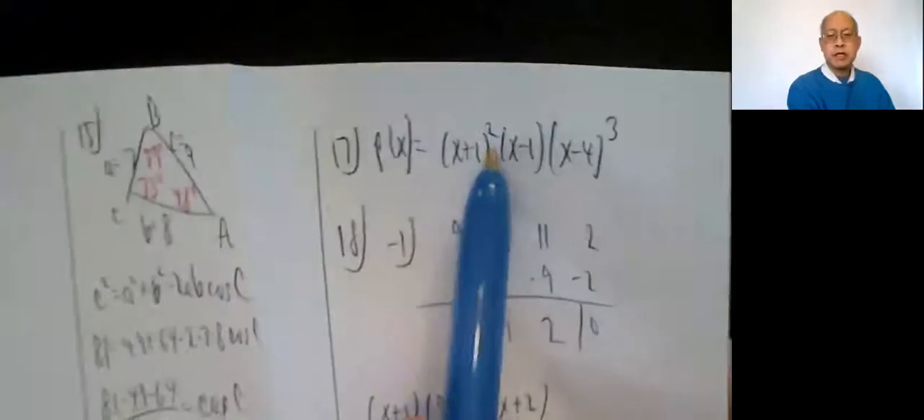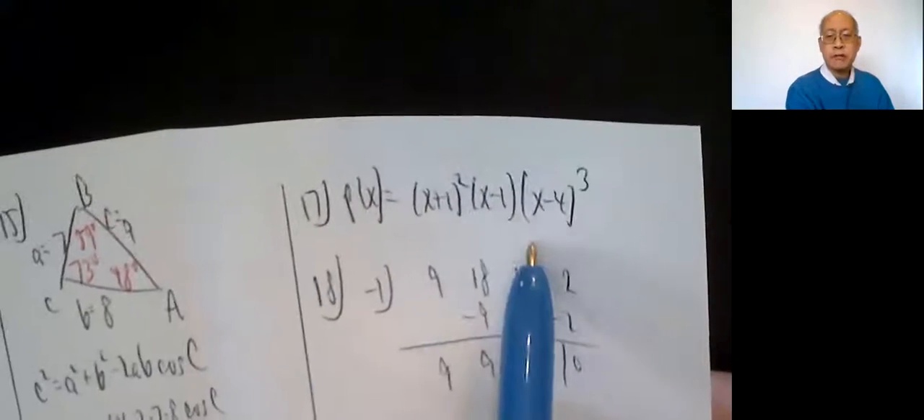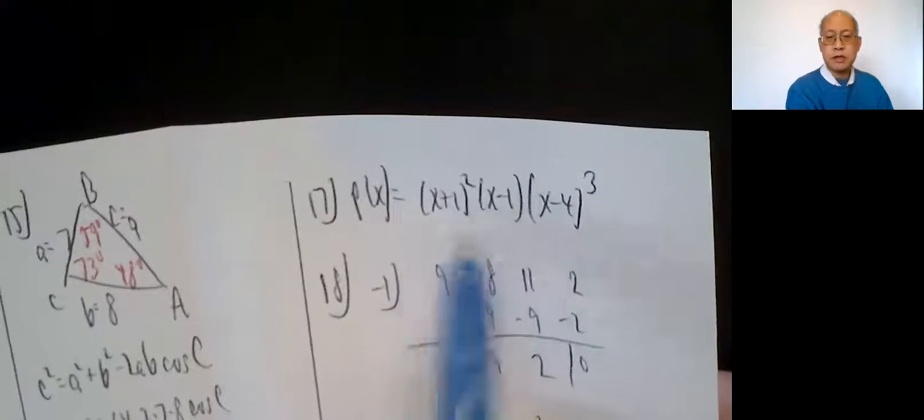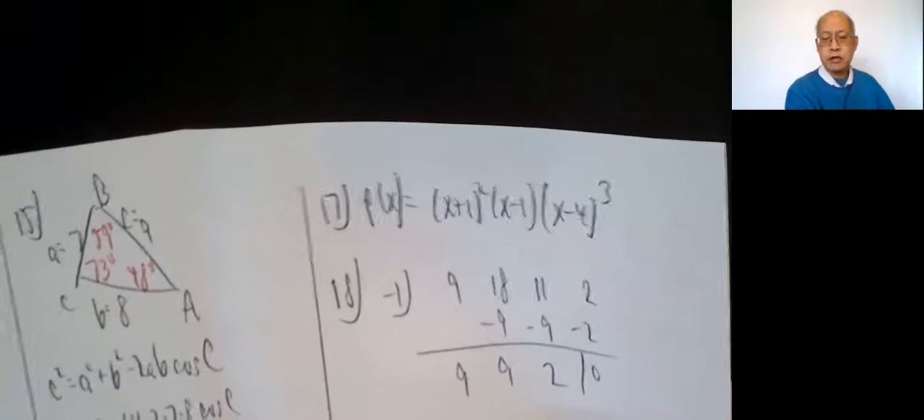17, negative 1 of multiplicity 2, 1 of multiplicity 1, 4 of multiplicity 3, so x plus 1 squared, x minus 1, x minus 4 cubed.